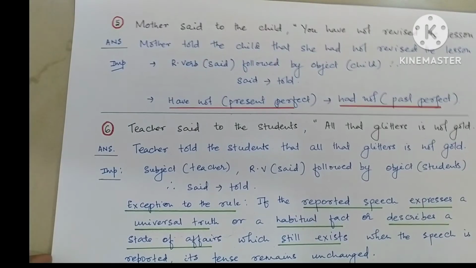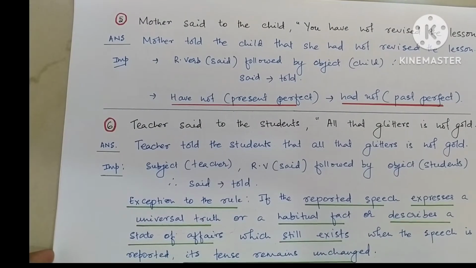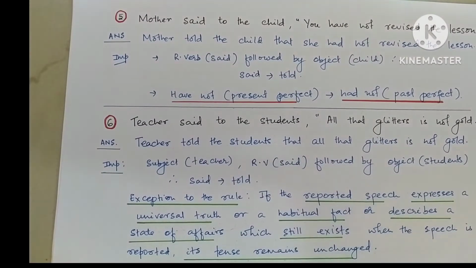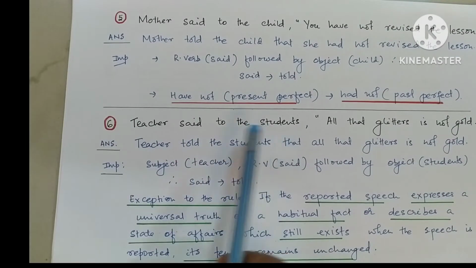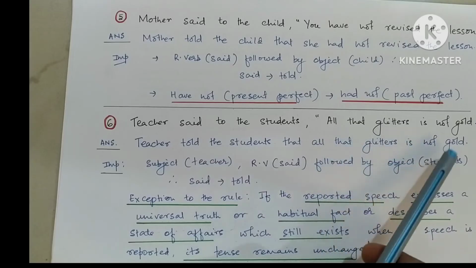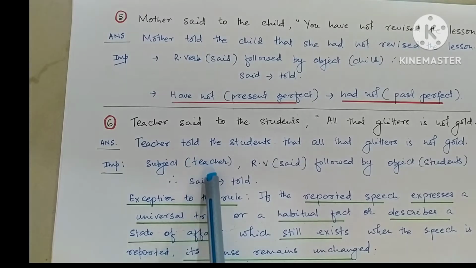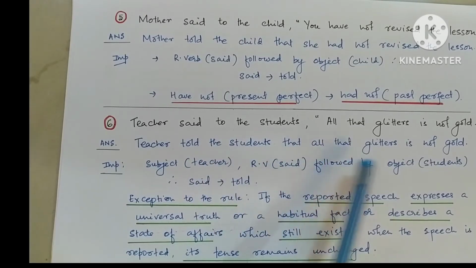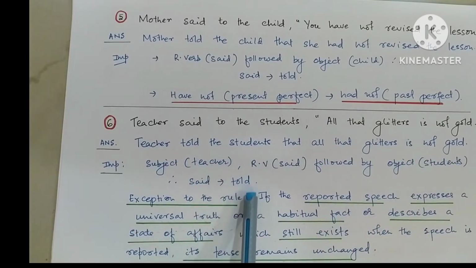Now teacher said to the students, "All that glitters is not gold." Now here the teacher told the students, because the reporting verb said is followed by the object students. So said becomes told. Teacher told the students that all that glitters is not gold. Here the subject is teacher, reporting verb said followed by object students, therefore said becomes told.